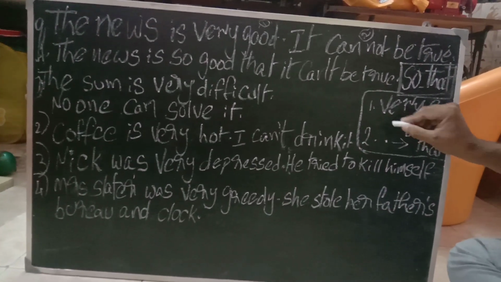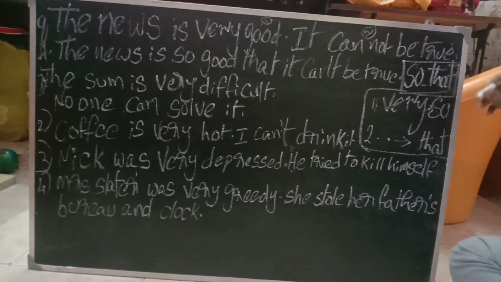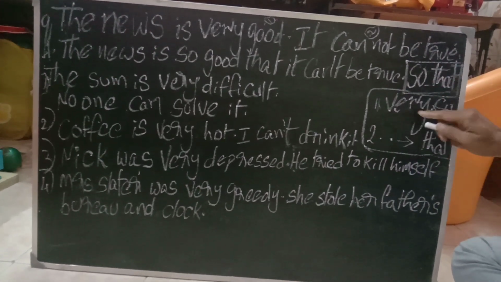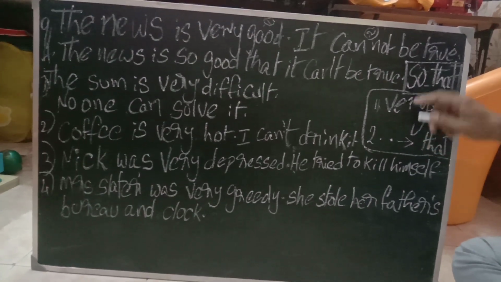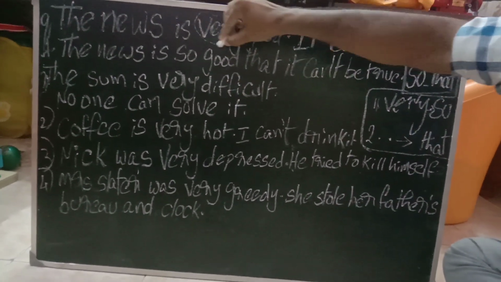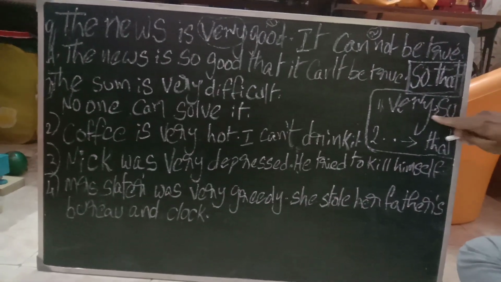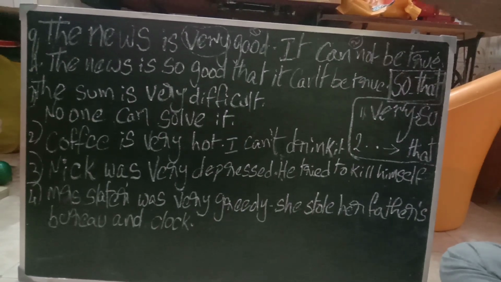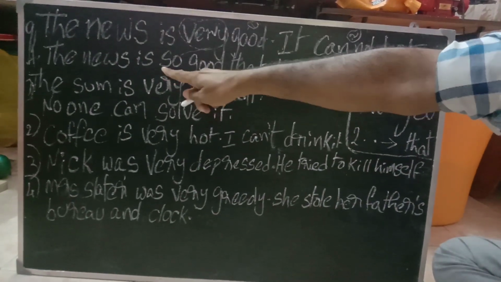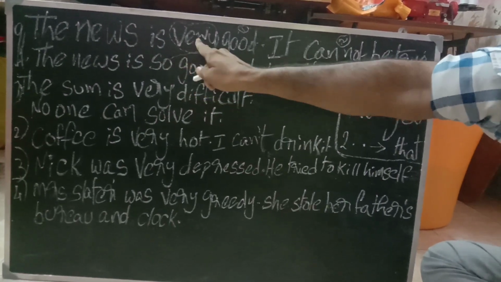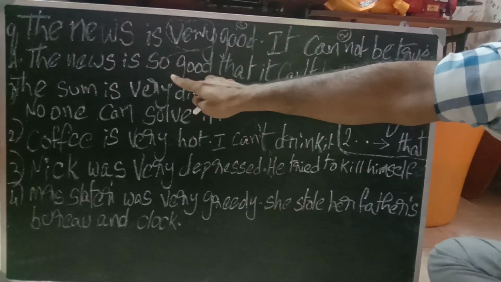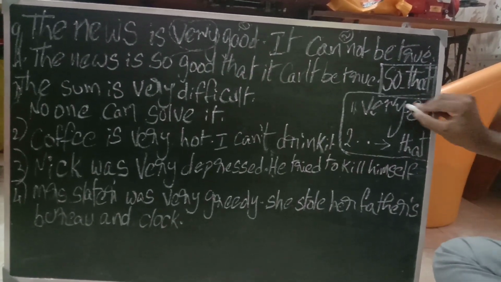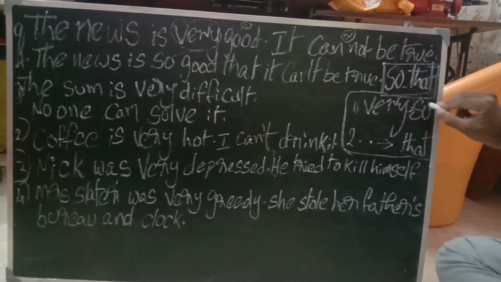Then we have to follow the steps to change it into a "so that" statement. First, in place of "very", we have to write "so". Remove "very" and write "so". So the answer is "The news is so", and the same adjective, "good". Remove this and write this.